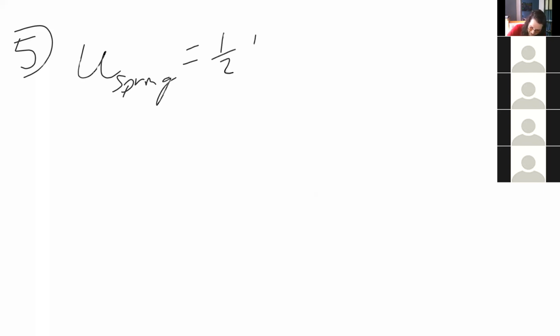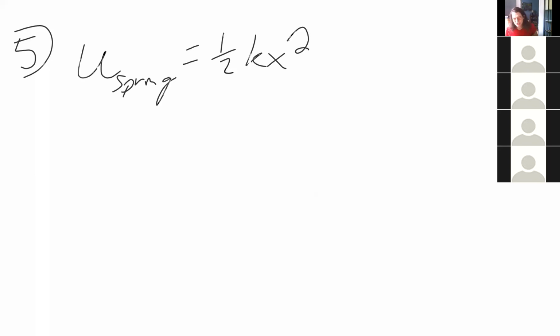So I mentioned that gravitational potential energy is one form of energy. Another form of potential energy is spring potential energy. And for spring potential energy, the equation is just 1/2 times kx squared.